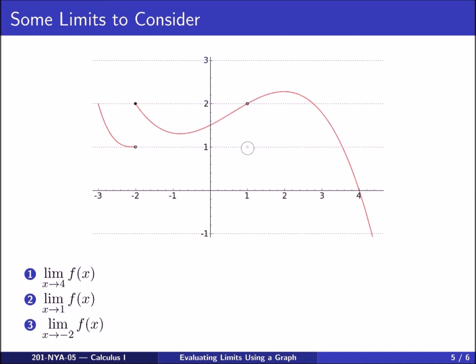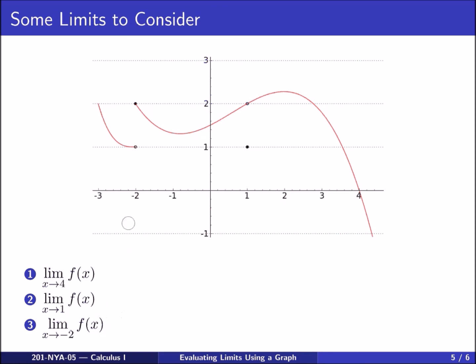Now, again, as we move along the curve, coming from the right or coming from the left, we are getting close to the point (1, 2). Now, 2 is not the function value at 1, but it is the value of the limit. Because again, the function values as we approach 1 are getting close to 2. And 2 is the value of the limit for the second limit.